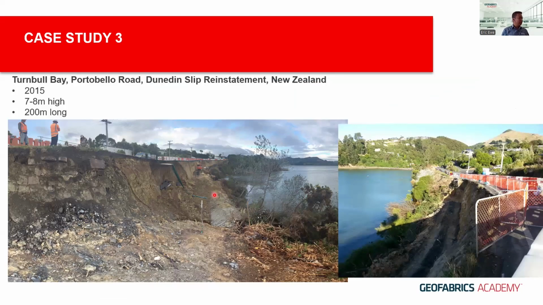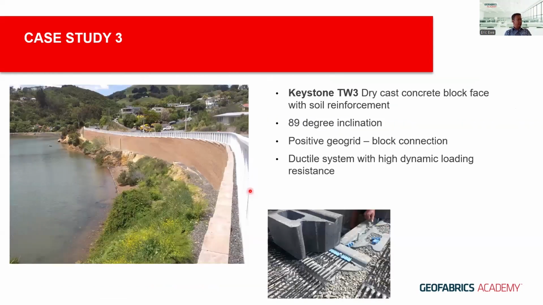Case number 3 is a segmental block facing after the failure in Turnbull Bay, Portobello Road in Dunedin, of around 7 to 8 meters high, 200 meters long. And this is how it looks after the completion with the use of TW3 block incorporating a positive connection for seismic resistance.